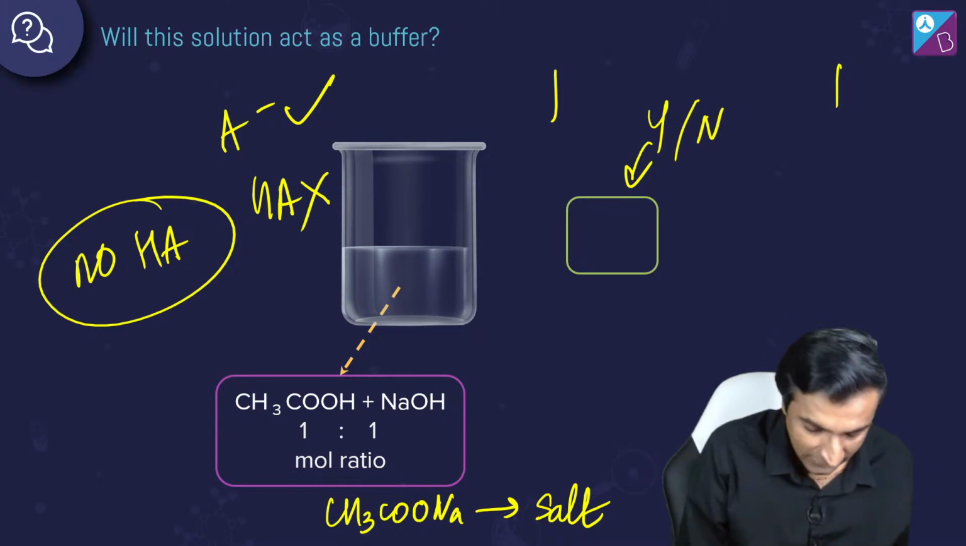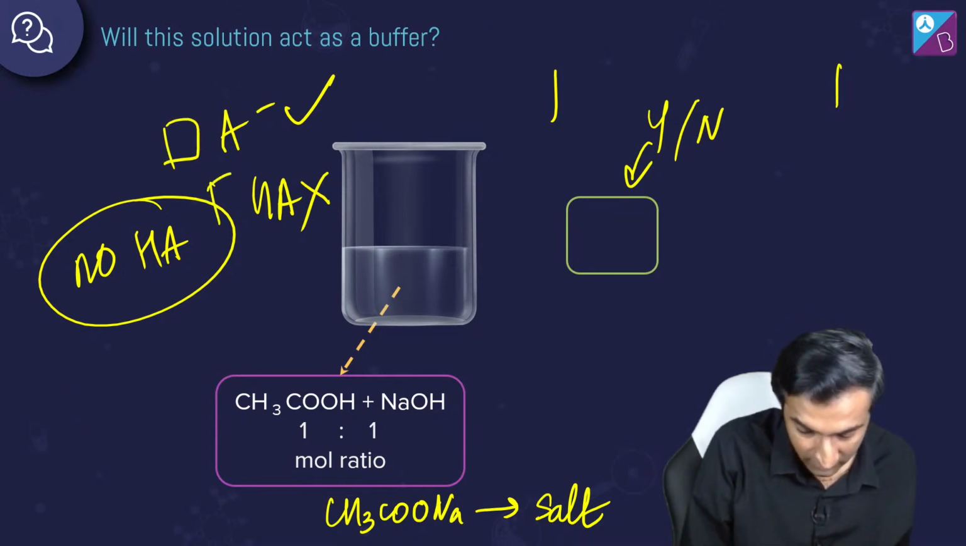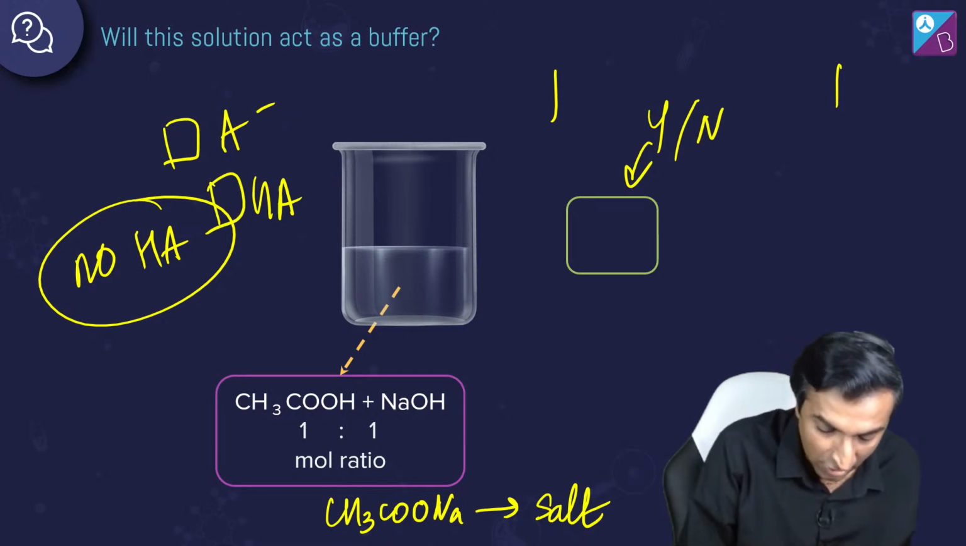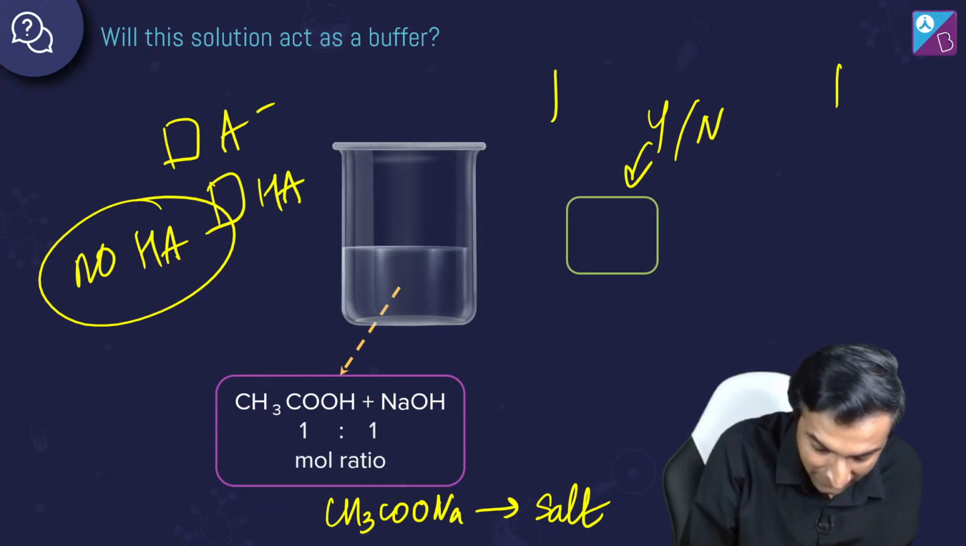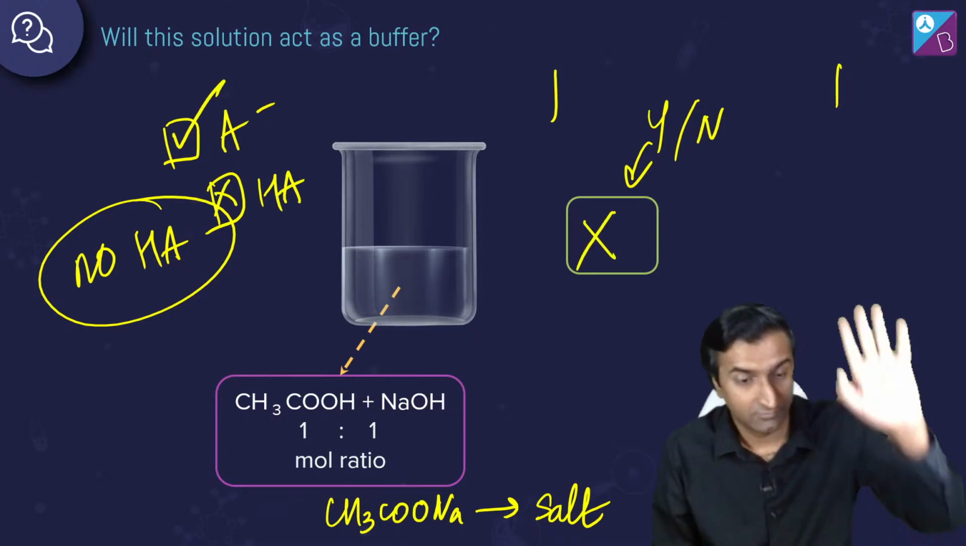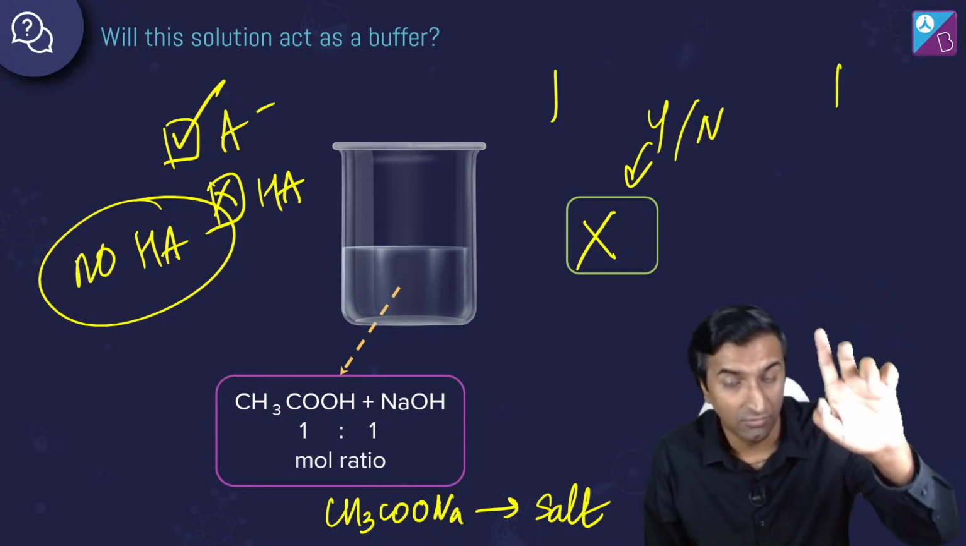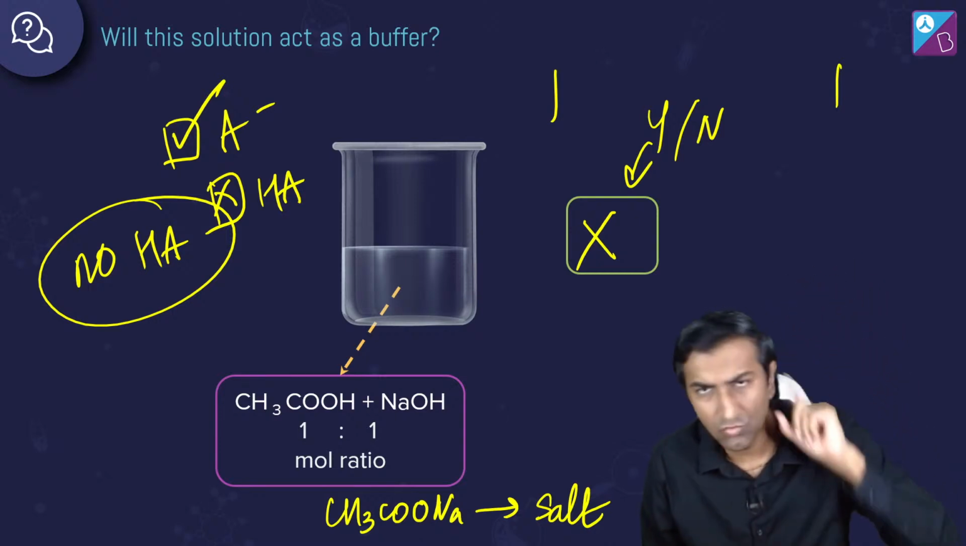What is your checklist? Your checklist is कि you need to have both of them. Okay. अगर एक है, then it's not a buffer. कौन सा वाला है? अभी हमारे पास है A minus जो यहां से आया, but ये नहीं है. Hence, not a buffer. Okay? अरुण, क्यों buffer नहीं है?